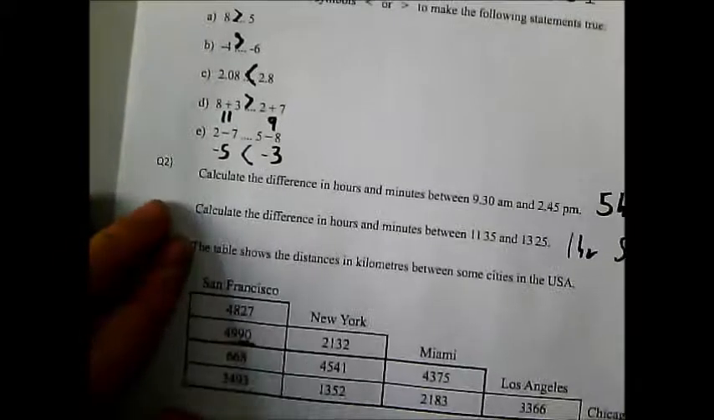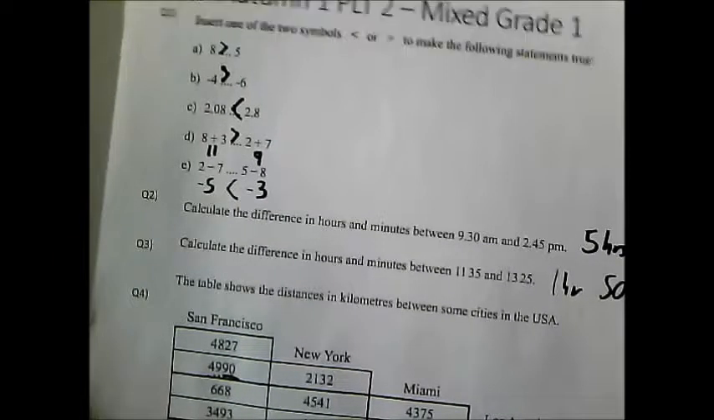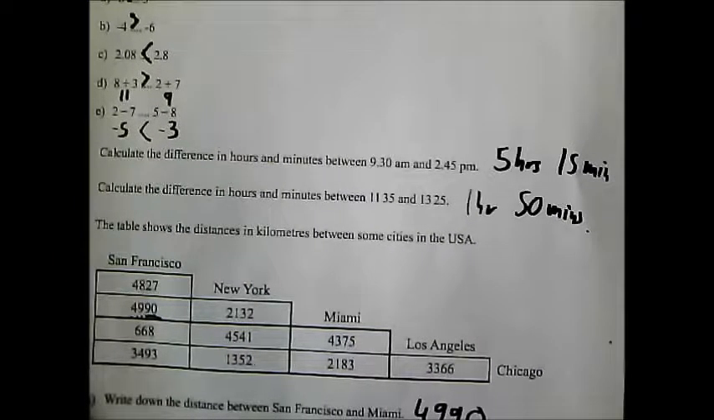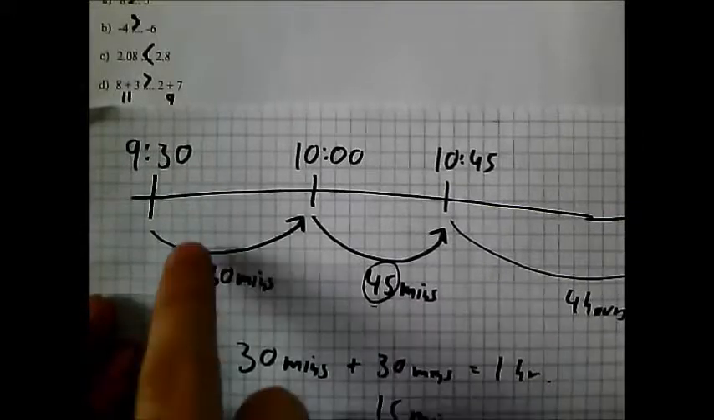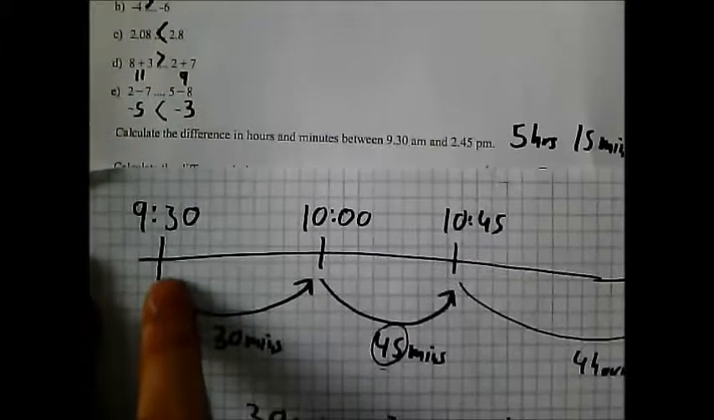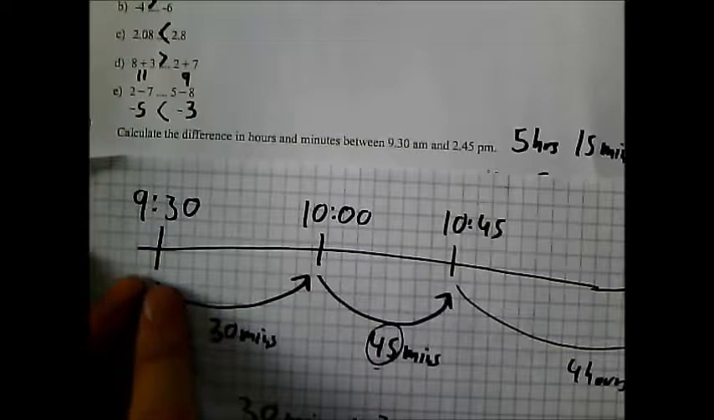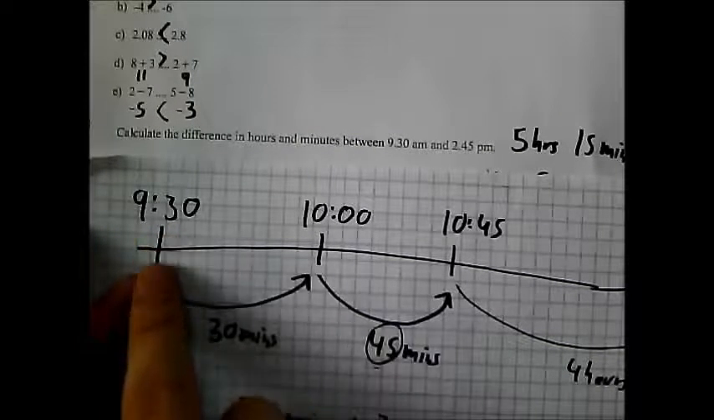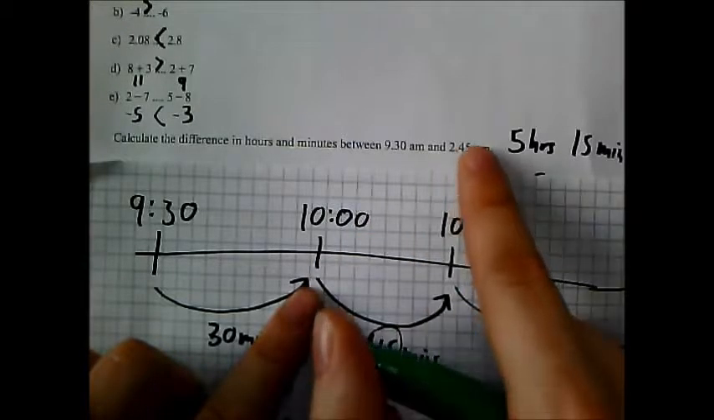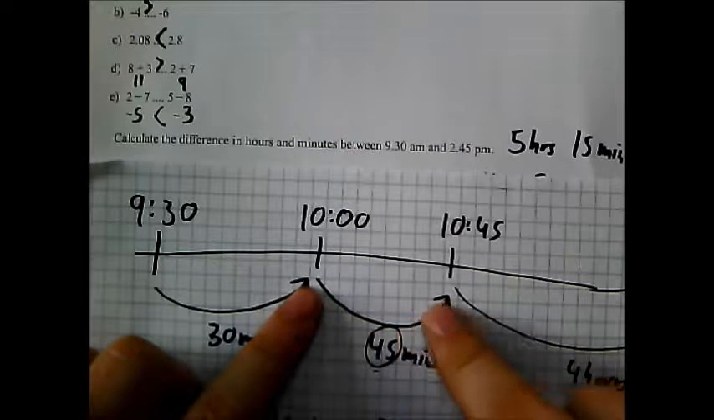Okay, let's look at question 2. You should have had an answer of 5 hours 15 minutes, and this is how you do it. You need to draw a number line starting with the time that you started at, 9:30. Don't be tempted to do any other technique because you can make lots of mistakes here. We're going to get to a nice easy number to get to, which is 10 o'clock. So we're going to add 30 minutes. Okay, now to get to 10:45, so it has the same ending number, I'm going to add 45 minutes.